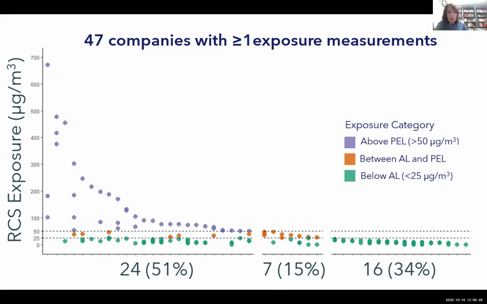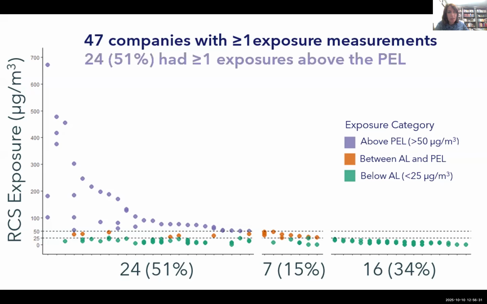The big takeaway here is that 24, or a little over half, of the shops that were inspected, just kind of randomly chosen by Cal OSHA, had at least one exposure above that permissible exposure limit. And you can see that some of them were really wildly above, this one up here, maximum almost 700, but there were many in the well over 100, 200, 300 range. So these are really high exposures on the day that Cal OSHA came and sampled.